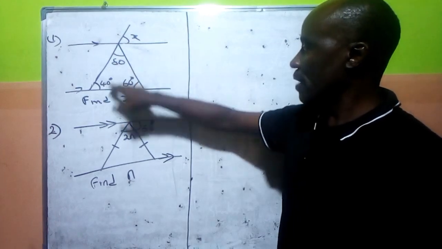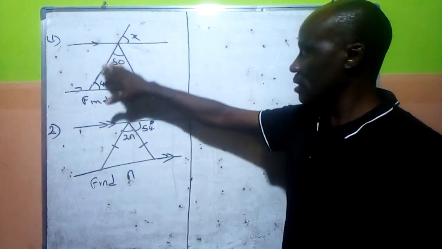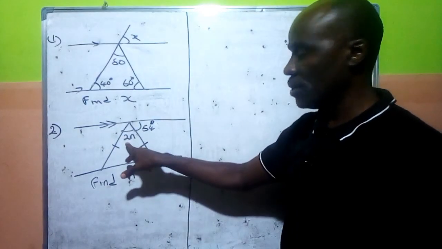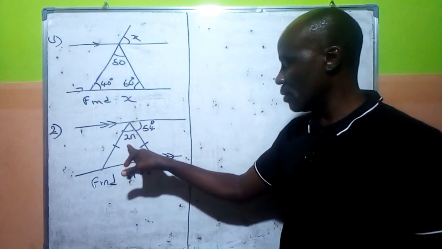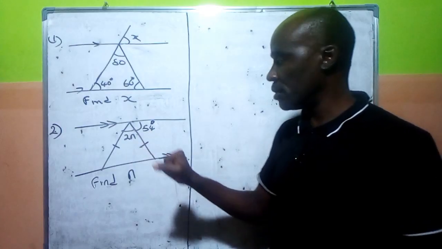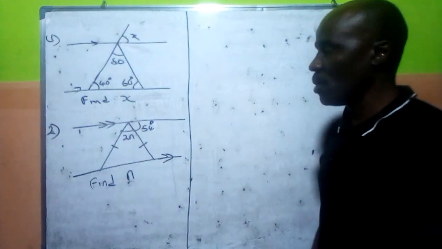The first one is find the value of x. This is x, and this is a complete triangle in two parallel lines. And this other one says find the value of n. We have a 2n, and then here is a 54 degree. So let's start from the first one that we have there.